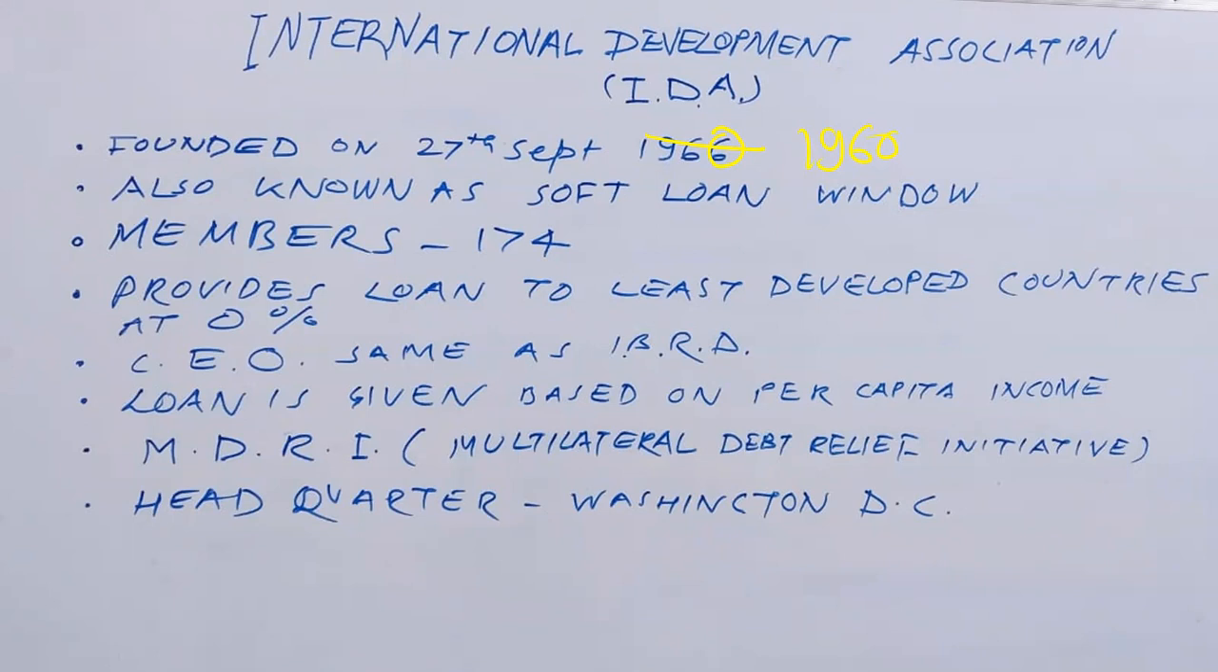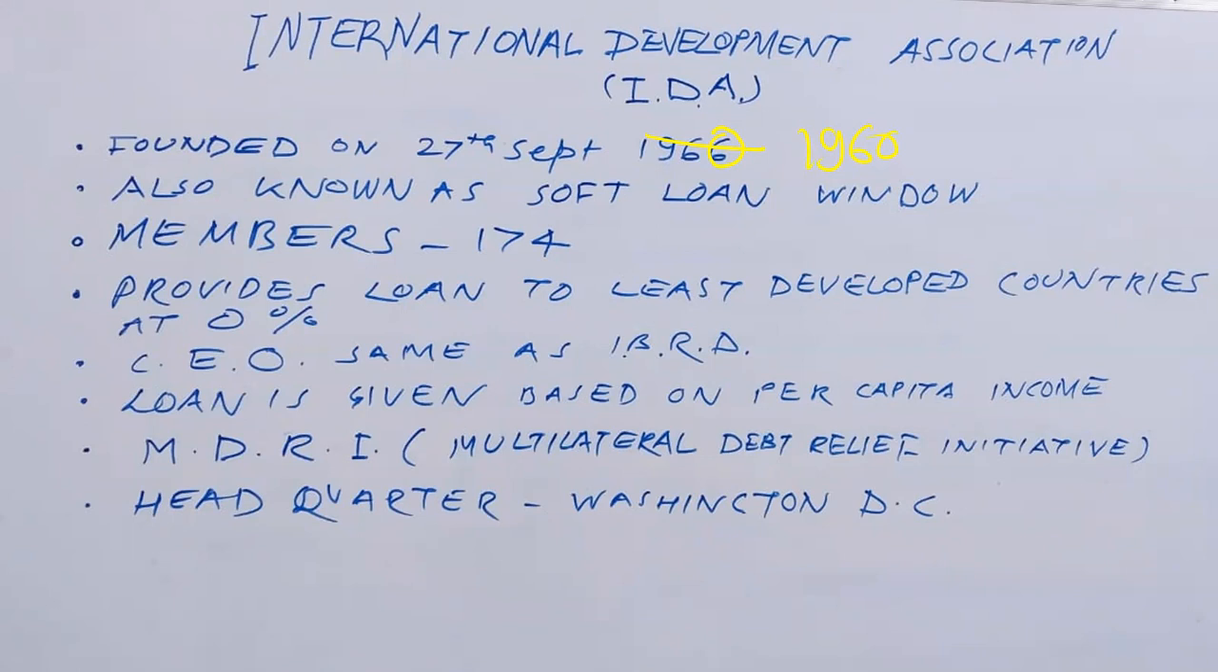Now members are quite different. There are only 174 members. Then it provides loans to least developed countries at 0% interest rate. Then the CEO is the same as IBRD.